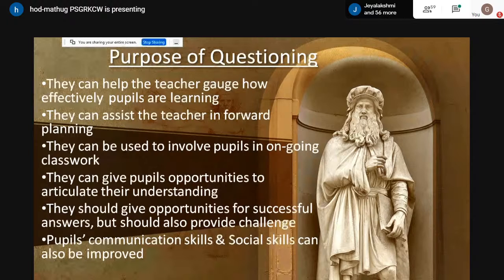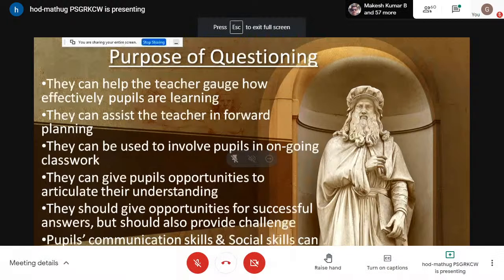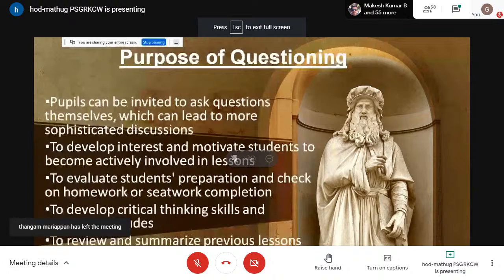Now, here the students can be invited to ask questions themselves, which can lead to more sophisticated discussions. In the class, you can split the class into different groups, and ask them to learn a particular topic the previous day itself, and the next day, any question can be asked by one group and posed to the other group. You just encourage the students to answer, because to ask tricky questions they may refer and study more before coming. That will encourage self-learning, and that will encourage participatory learning.